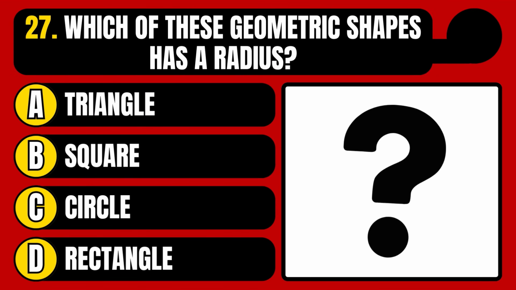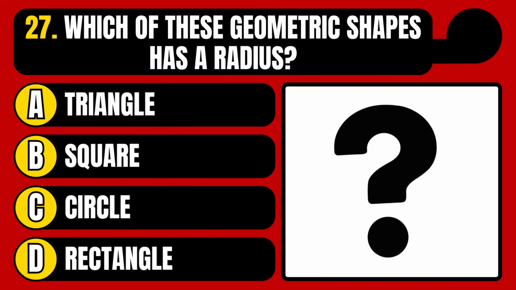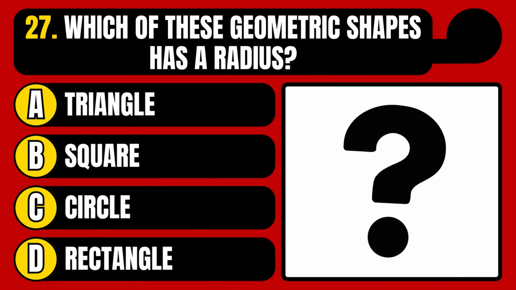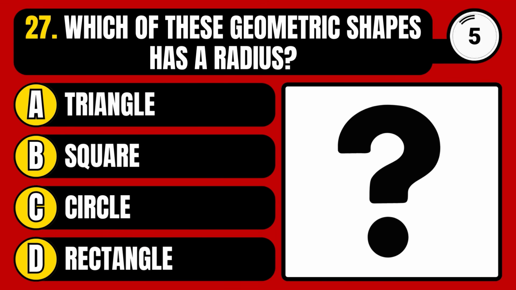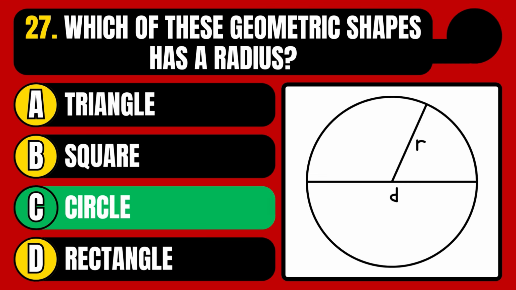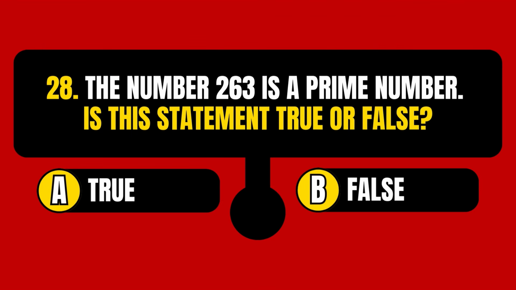Which of these geometric shapes has a radius? Triangle, square, circle, or rectangle? The correct answer is option C, circle. The number 263 is a prime number. Is this statement true or false?